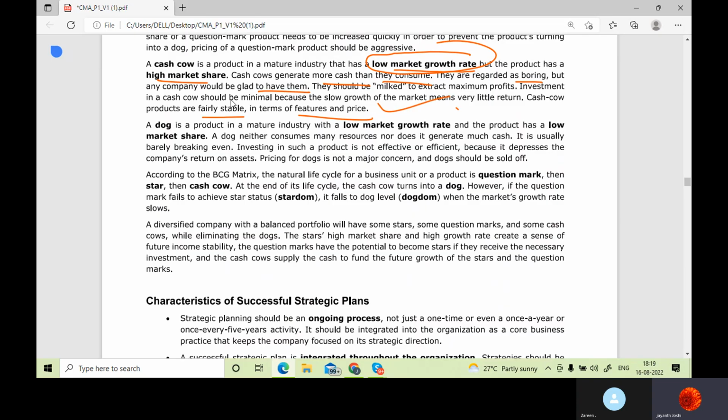Dog is the worst one. We don't want this dog to happen. In such a market, the growth rate is low and the market share of the product is also low. It's a major concern, and dogs should be sold off. So according to the BCG matrix, the natural life cycle for a business unit or a product is a question mark, then star, then cash cow, and then it ends in a dog. We don't want dogdom, we always want stardom.